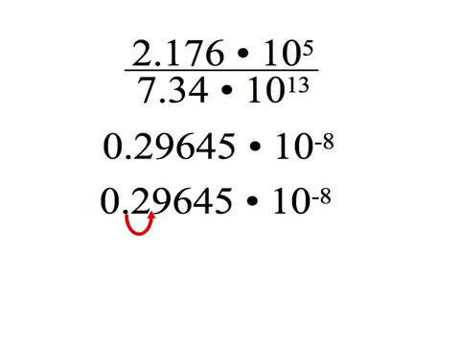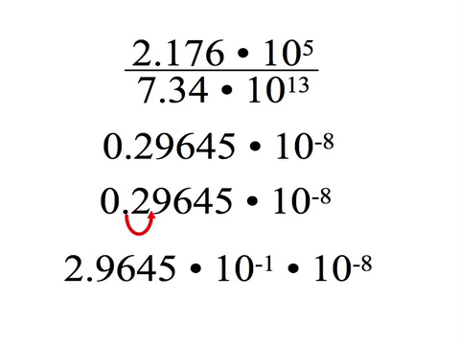And then, of course, I want to make my mantissa between 1 and 10, so I'm going to move that decimal around the 2 to make 2.9645. And in order to do that, I express that number in scientific notation. So I'm going to make the adjustment. And now I'm ready to do two things. I'm going to combine the 10 to the negative 1 times 10 to the negative 8 to get 10 to the negative 9th. And I'm also going to examine my original two mantissas.